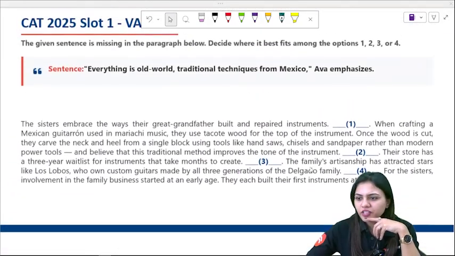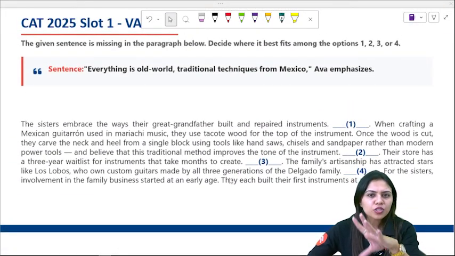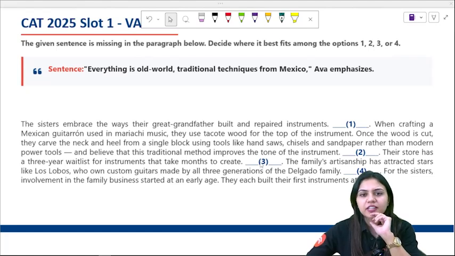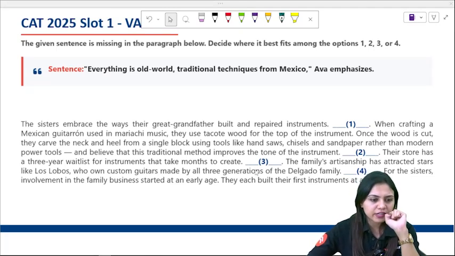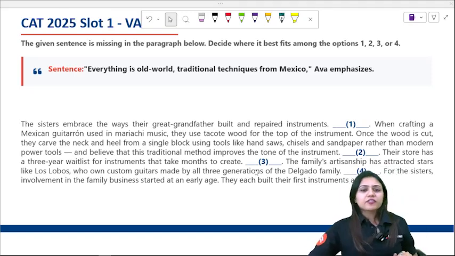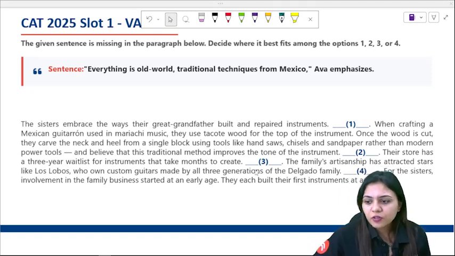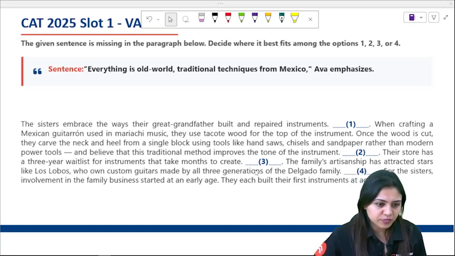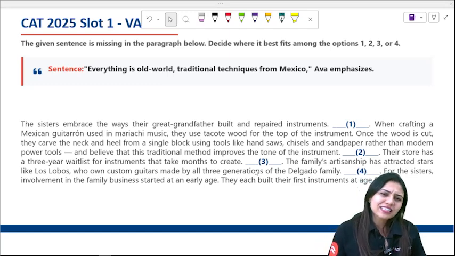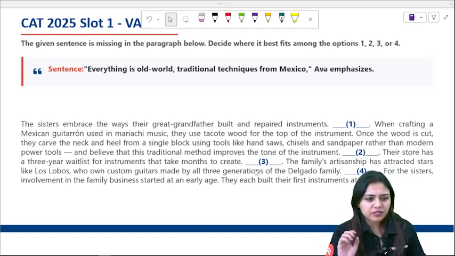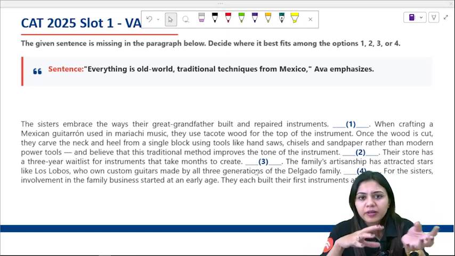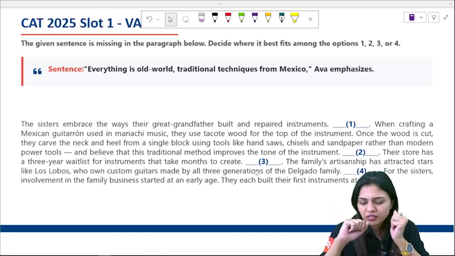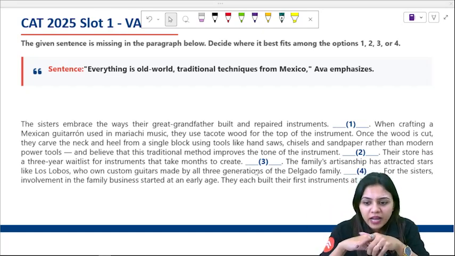Now, let's first of all try to understand what's going on in the passage. As I've said, toppers usually read the whole thing first in order to get a general idea. Now here, when we read the first line, we see that the sisters follow traditional methods. Why? Because they embrace the ways their great-grandfather built and repaired instruments. Then we also see the details about how they build the instruments. We also talk about craftsmanship and how it is a time-consuming process. And then we also talk about its popularity.